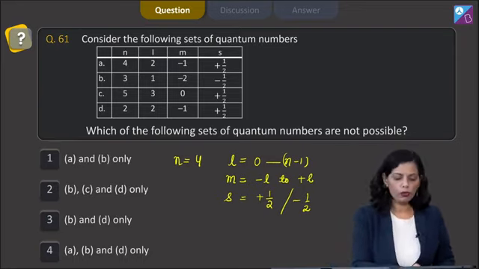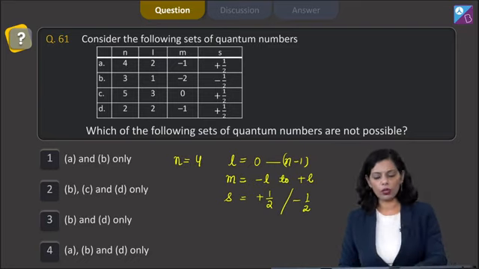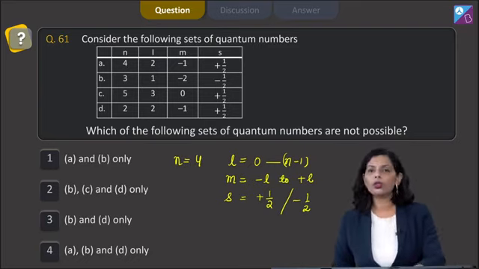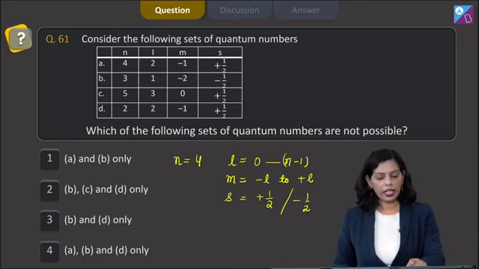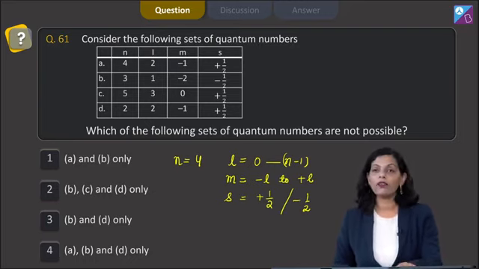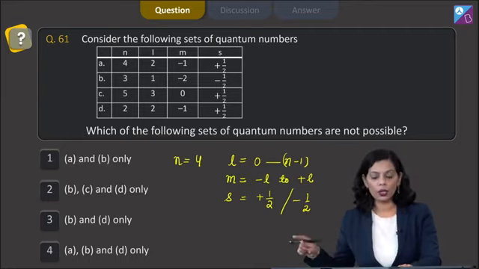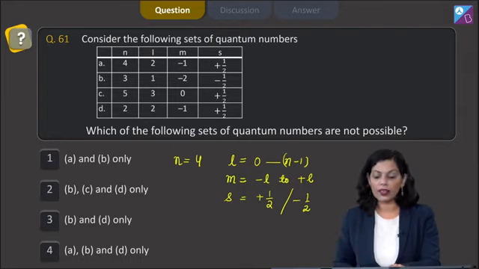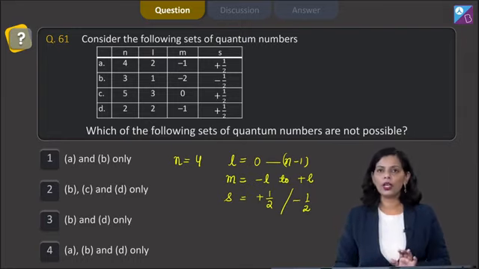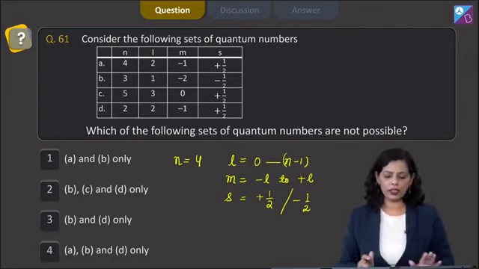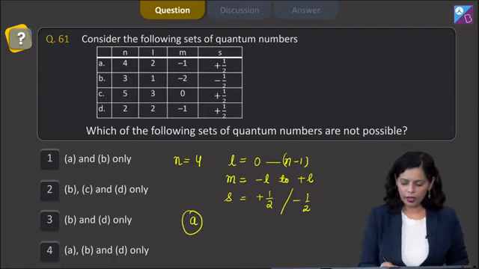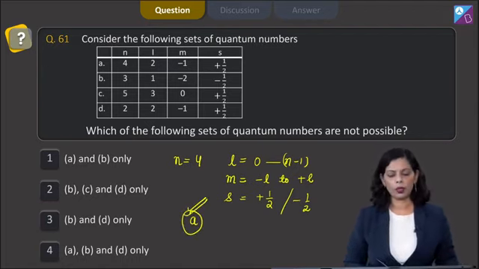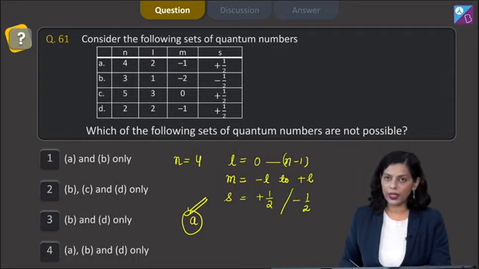So for the first one, n is 4, then l can be 0 to n minus 1, so 2 it can be, right? If the l value is 2, then the m value can be minus 2, minus 1, 0, 1 and 2. So this minus 1 comes in those values. It is possible. Then the s value can be plus half. So overall, A is possible. For B, the n value is 3.